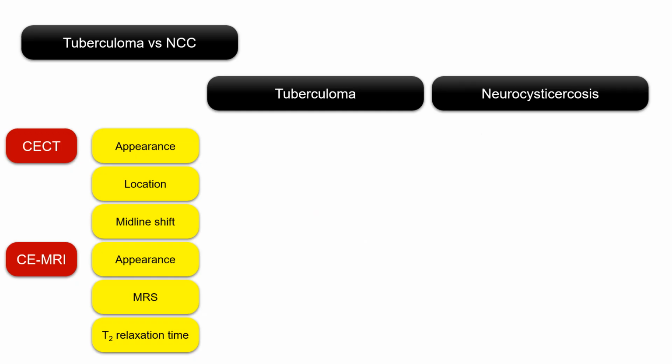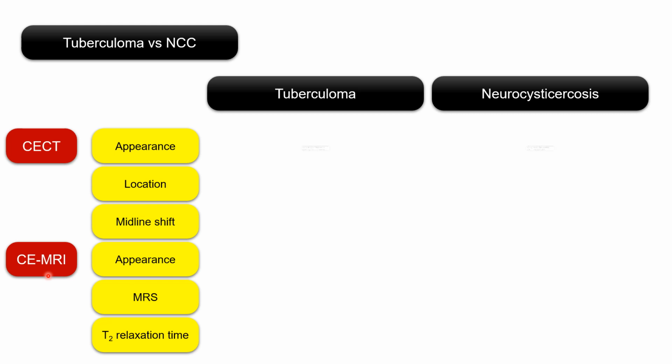So now coming to the differentiating features between tuberculoma and neurocysticercosis, because both are prevalent conditions in our country, in our setup. We need to differentiate tuberculoma and neurocysticercosis because the treatment for both is different. So what are the contrast enhanced CT scan differences and what are the contrast enhanced MRI scan differences?